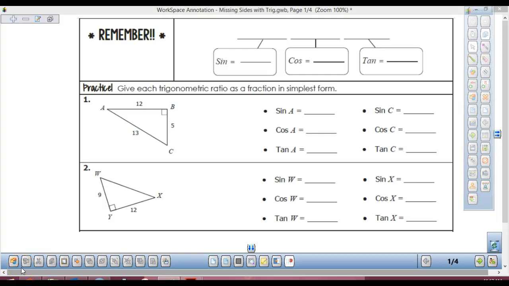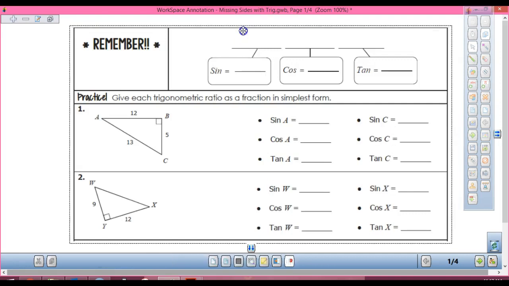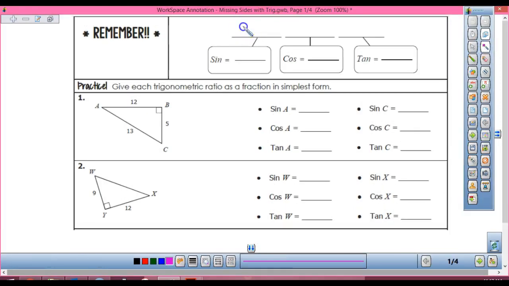Got it. So the first thing I'm going to do is review our ratios. So what's that thing that we use to remember our ratios? So, SOH CAH TOA. It means that sine equals what over what? Opposite over hypotenuse.